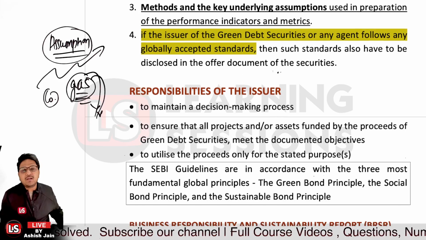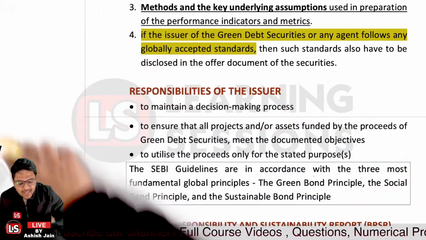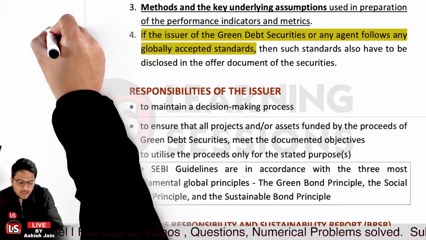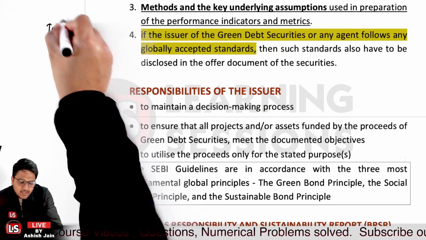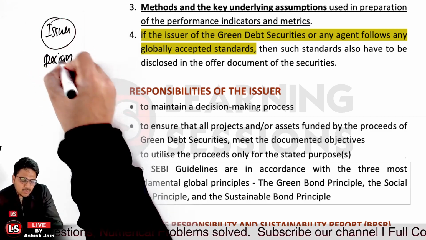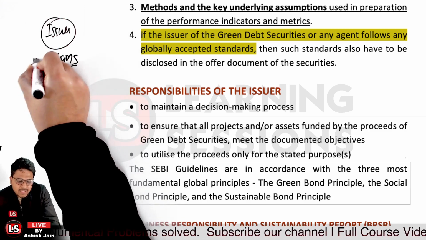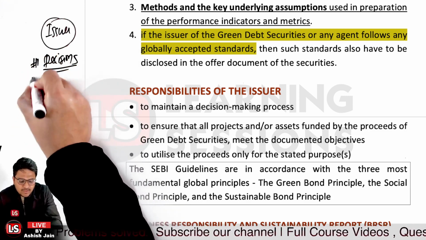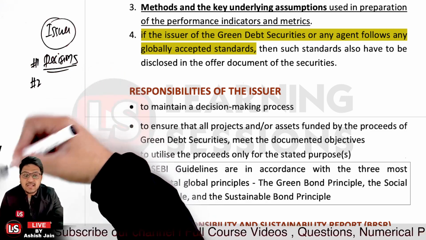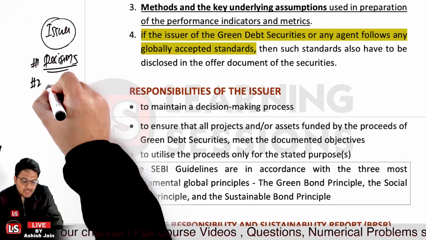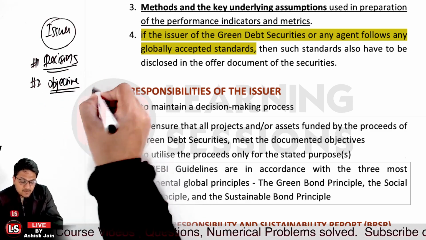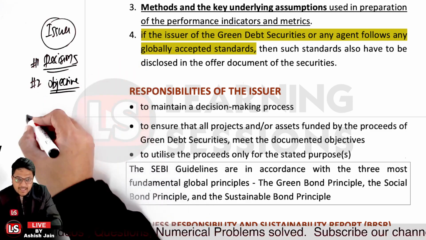Now what are the responsibilities of the issuer? As an issuer, you're basically issuing the debt securities. What are your responsibilities? First of all, you must have an appropriate decision making policy, that is, how the decisions are being made. That is the first part, right? And the second one is that we need to ensure that whatsoever projects or assets are funded by the proceeds of the green debt securities, you must be meeting the objectives. Whatsoever objectives you have mentioned in your prospectus, those must be met, right? That is the second thing.